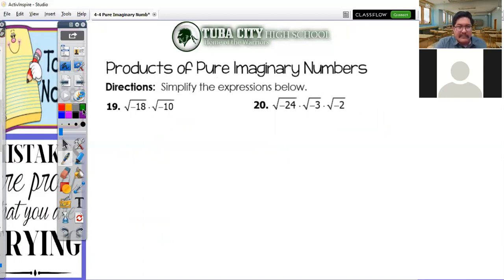All right, how would be the best way to do this one? I should probably take out the i first. So this would be root 18 times, and I'm going to take out the negative on this one too, because I'm going to take out the negative first. And this would be i squared times root 180.